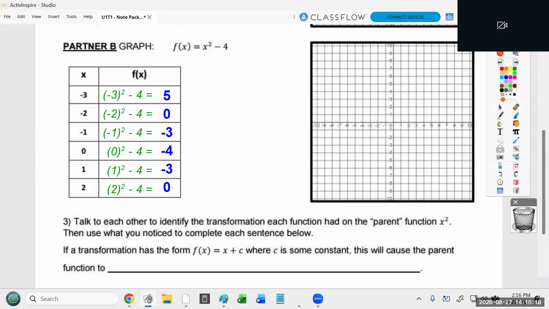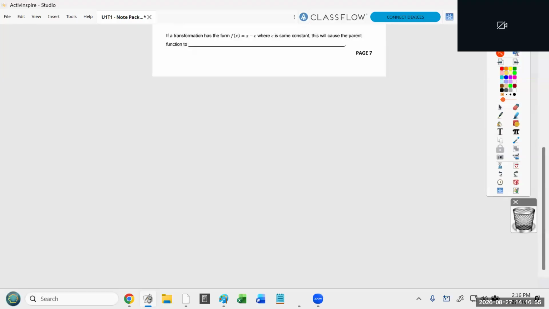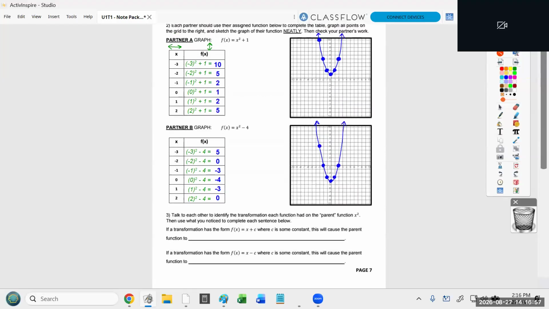Now, if you graph these points, -3, 5, -2, 0, -1, -3, 0, -4, 1, -3, and 2, 0, you will get the U shape. Questions?